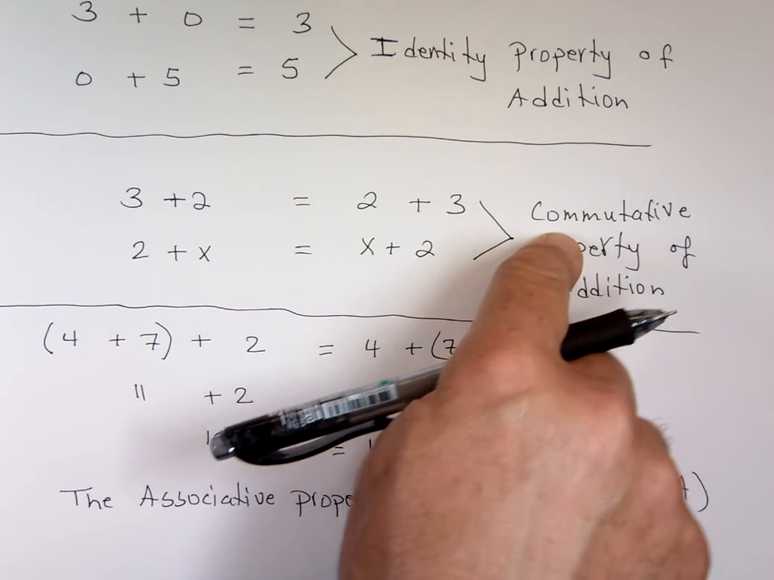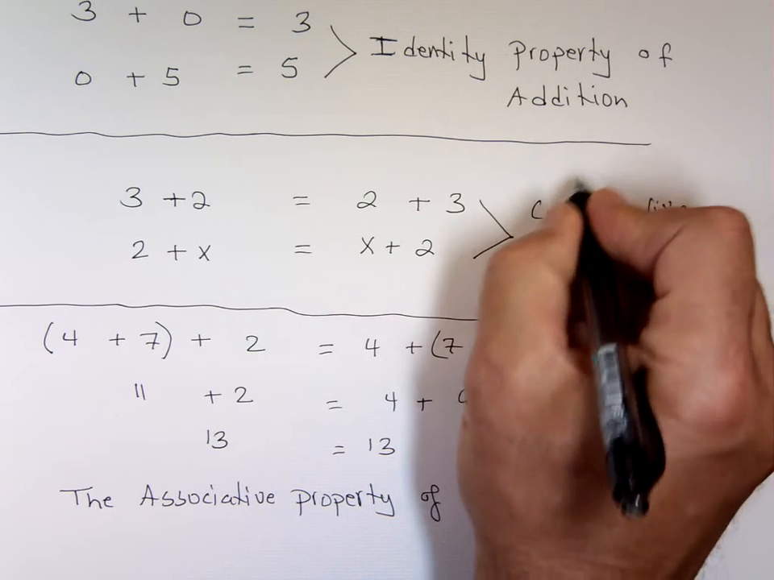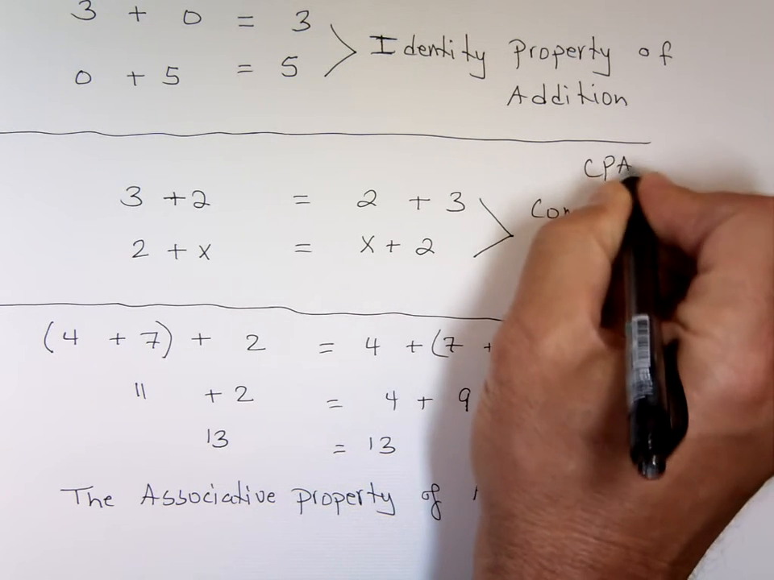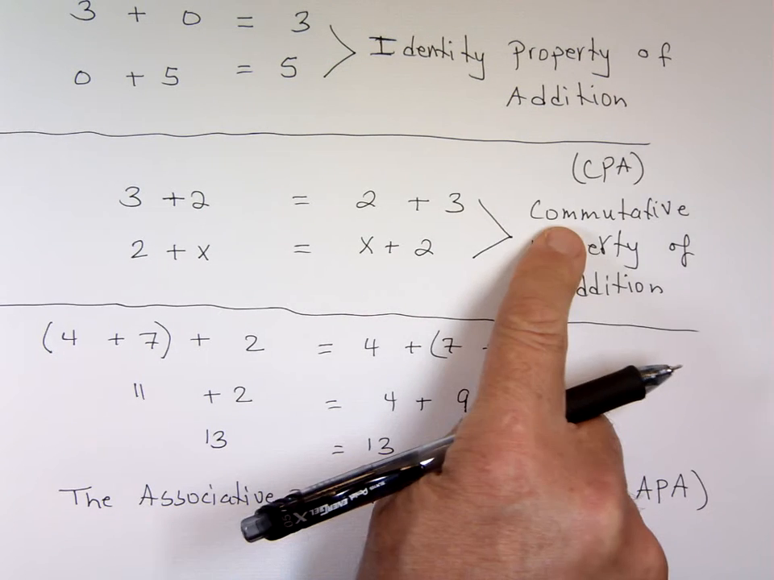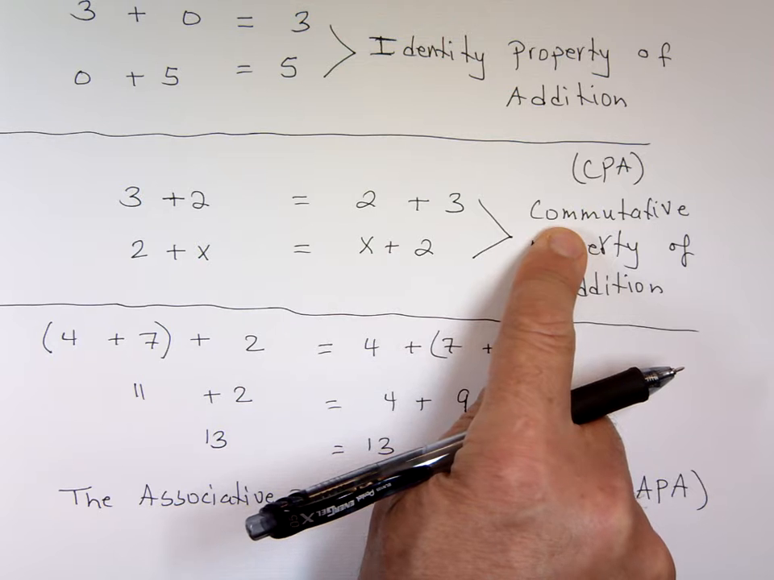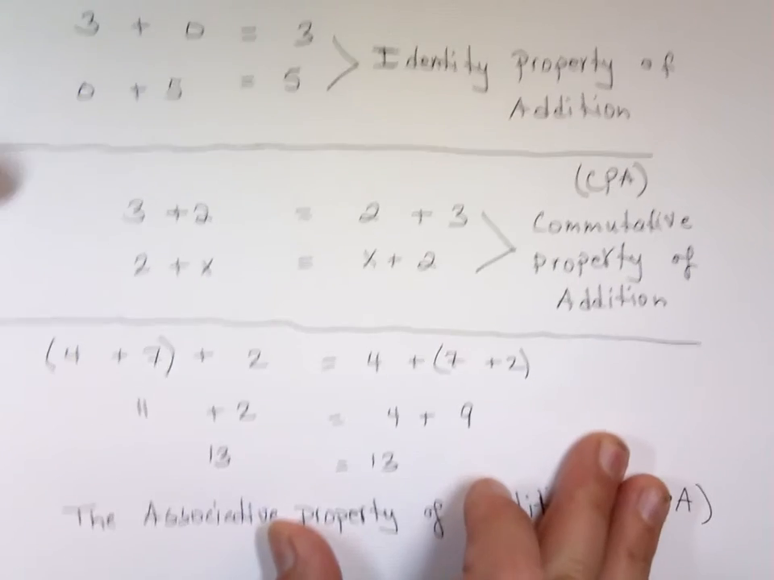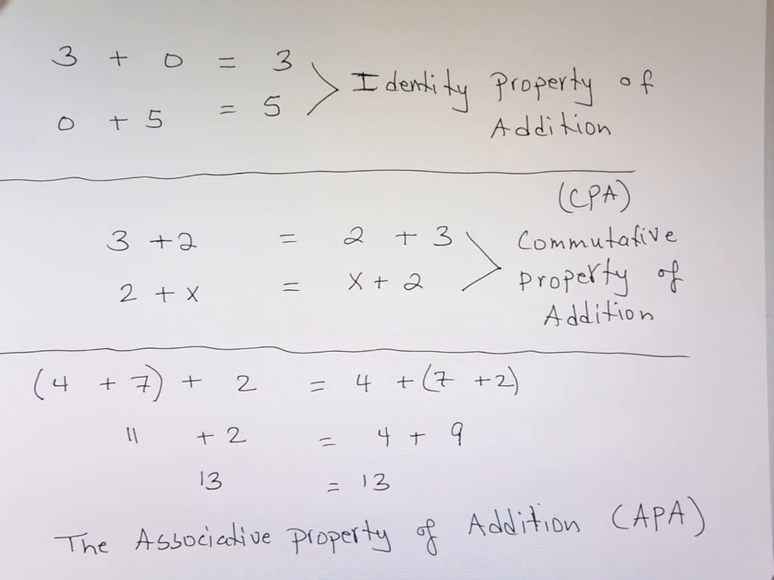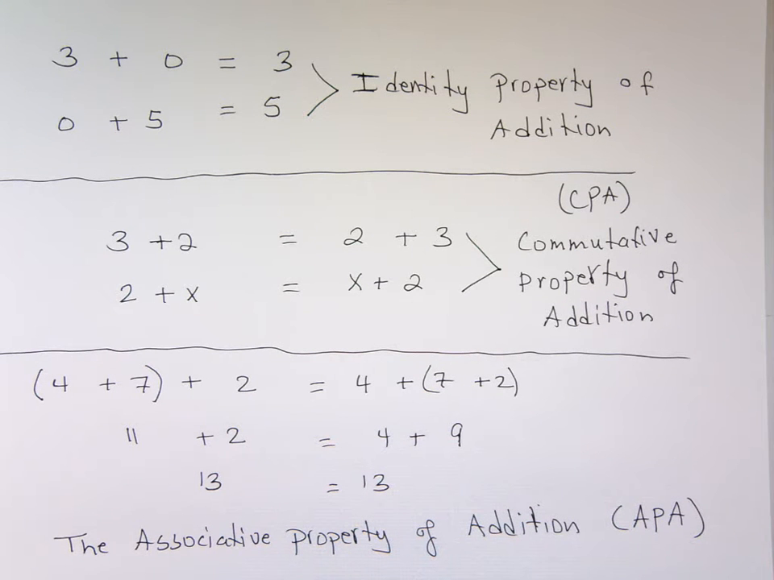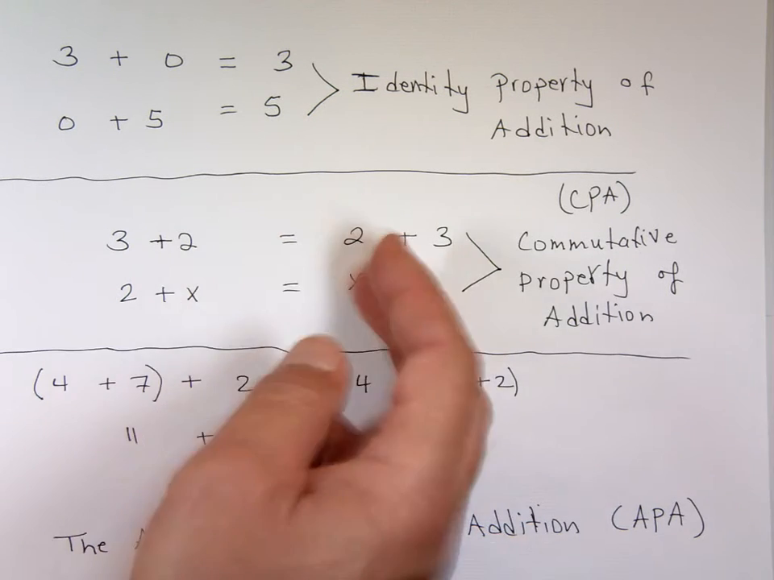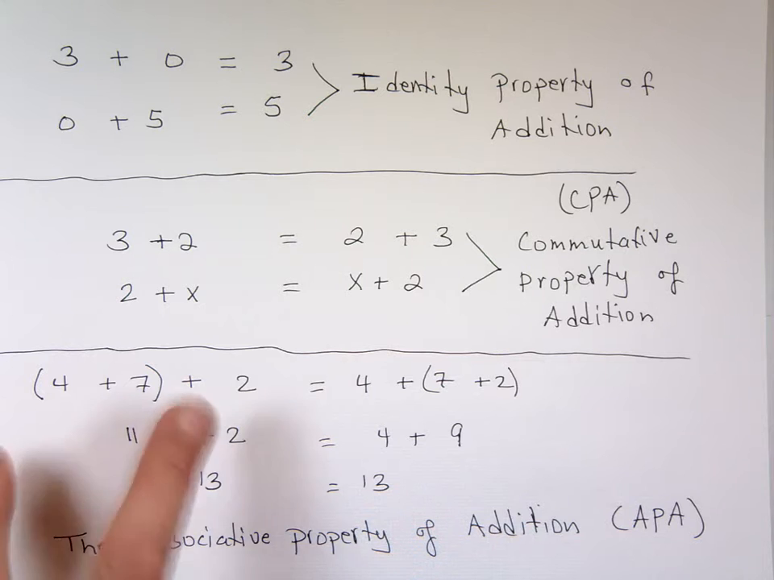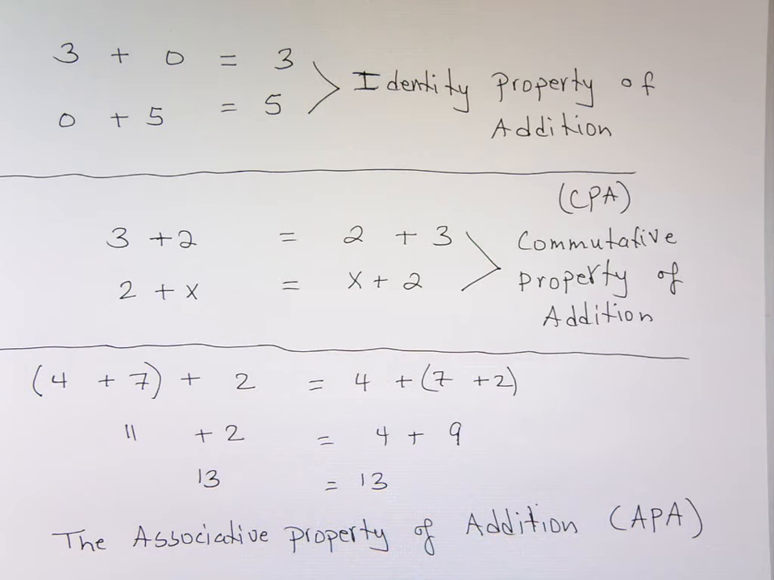This one, I call that CPA, commutative property of addition. CPA, APA, you might hear me use that sometimes. But really what I'm telling you is, if you write the numbers backward like here, it's not going to change your answer. If you're adding 3 numbers or 4 numbers, it doesn't matter which 2 you add first.